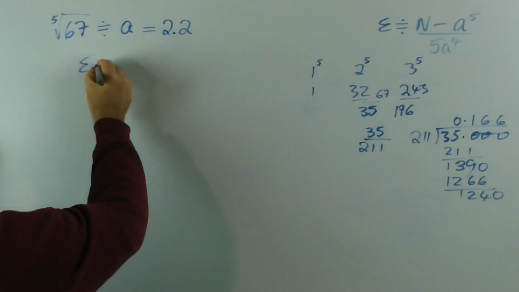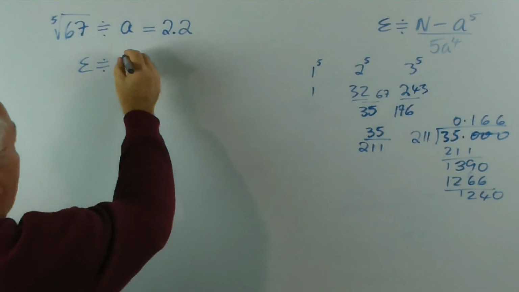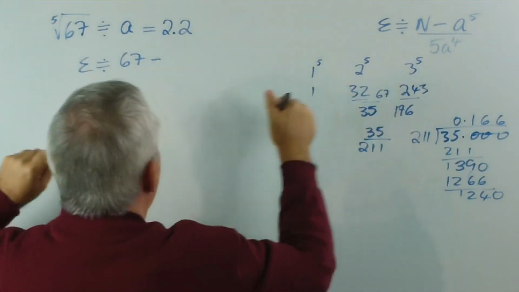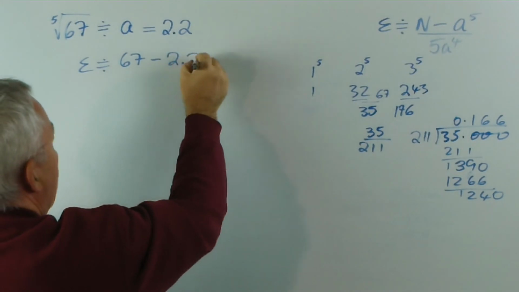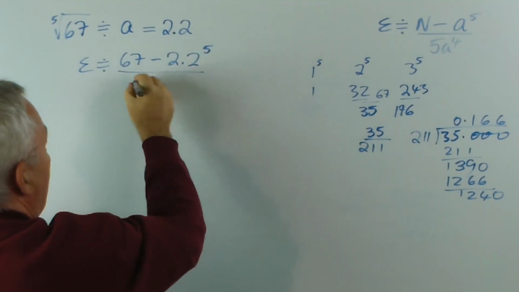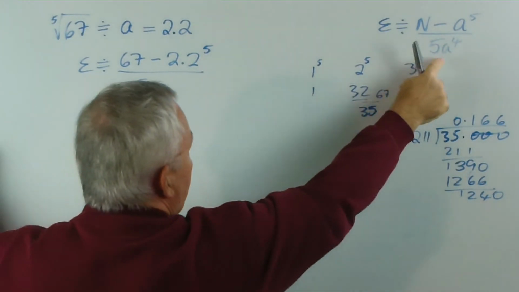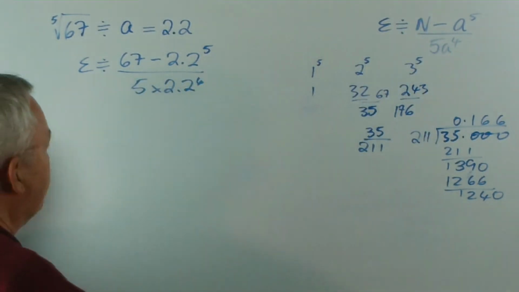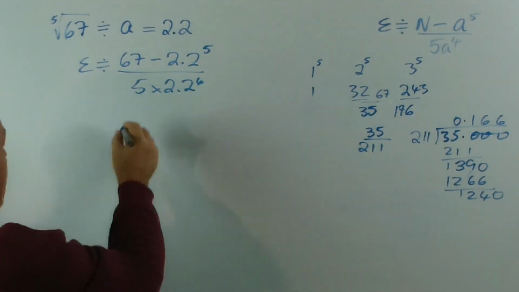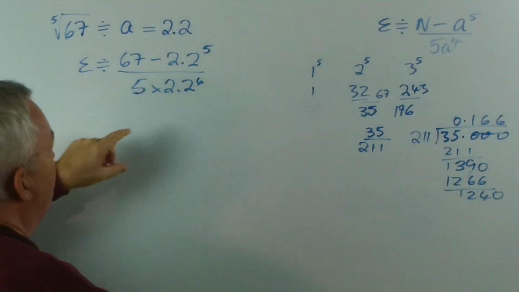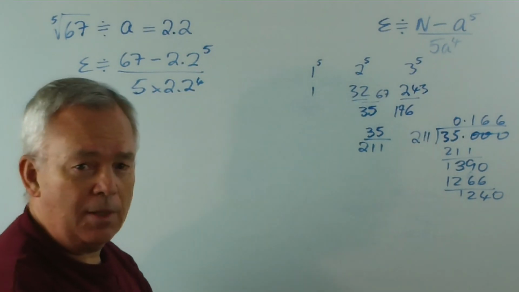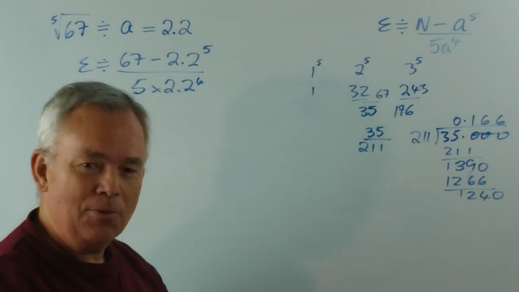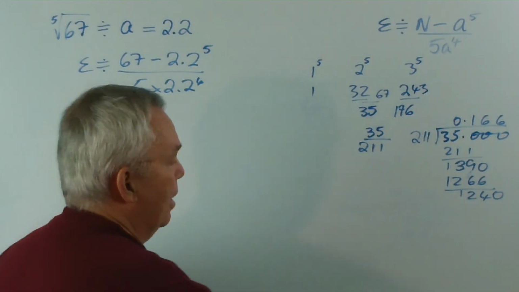Our adjustment factor is going to be 67, that's the number, minus 2.2 to the power 5 over 5 times 2.2 to the power 4. Now that means we've got to multiply 2.2 by itself 5 times. You can see why mathematicians of old did not exactly look forward to this kind of activity.